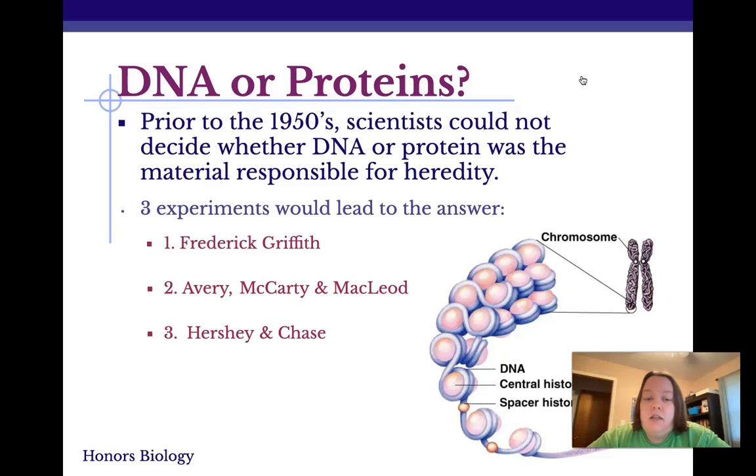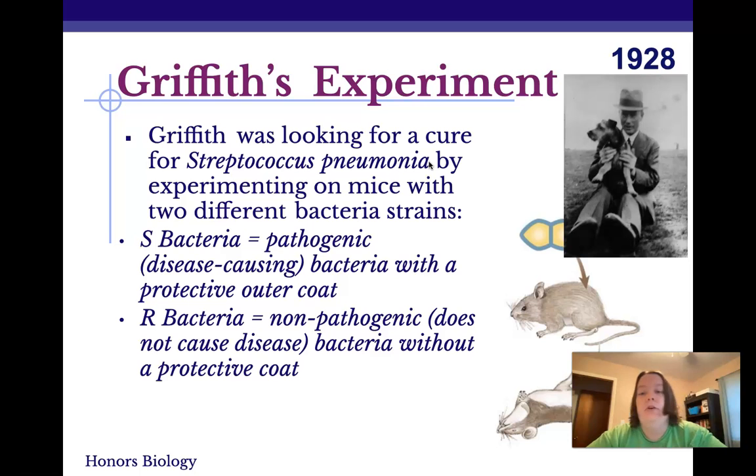But back then in the 1950s and prior to the 1950s, they didn't know. They knew that there was something responsible for carrying the genetic code. They knew that it was responsible for heredity, which is passing of traits from parents to offspring. But they didn't know if it was DNA or protein. So we're going to talk about the three scientists who worked to first find the question about what is the genetic material, and then also solve the answer to what is the genetic material.